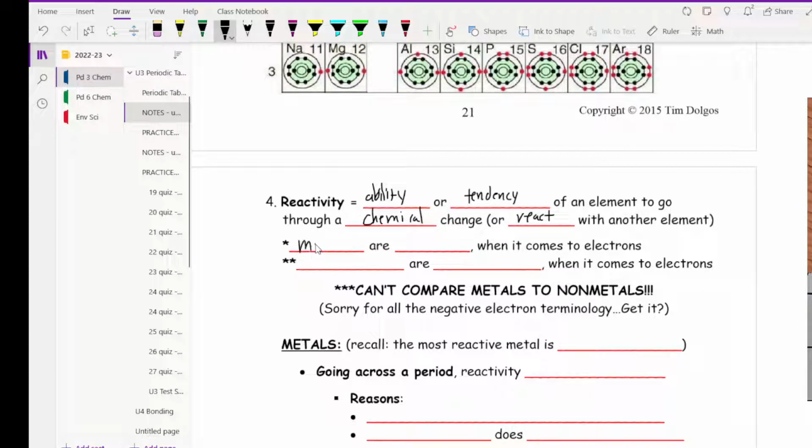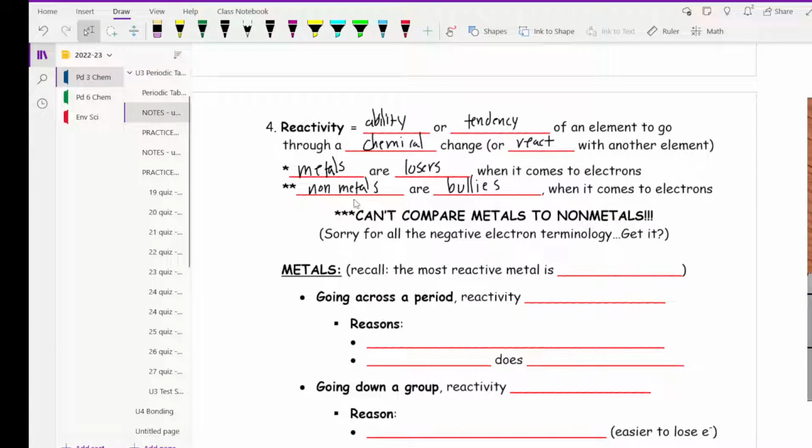For example, metals are losers. It's sort of a harsh thing to say, but what I mean by that is that they lose electrons, and nonmetals are bullies. And that's also a mean way to say it. But nonmetals are bullies because they take everybody else's electrons. All right, let me pause. Okay, so again, metals are losers, nonmetals are bullies. Don't take the negativity, sorry. It's just a way for you to understand. You can't really compare metals to nonmetals.